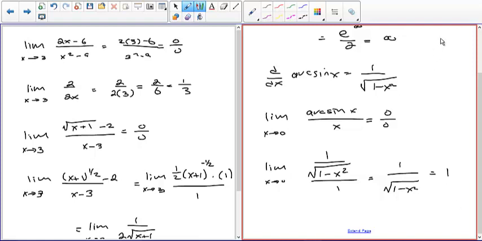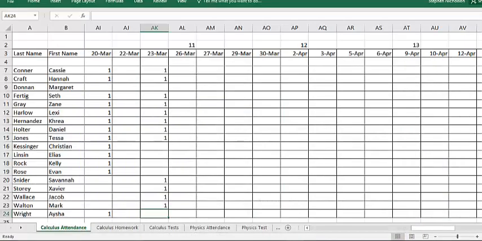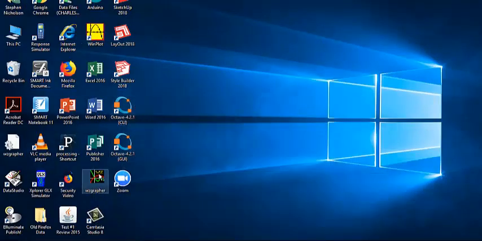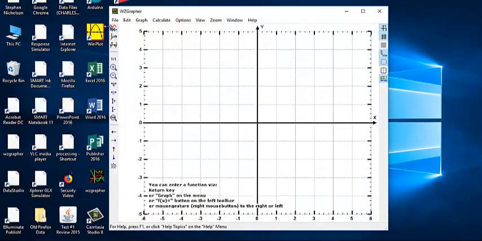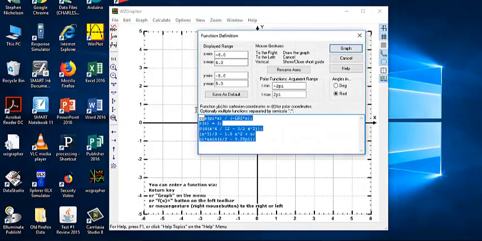And let's look at that function. So the function that we're looking at in the last case is the arc sine.